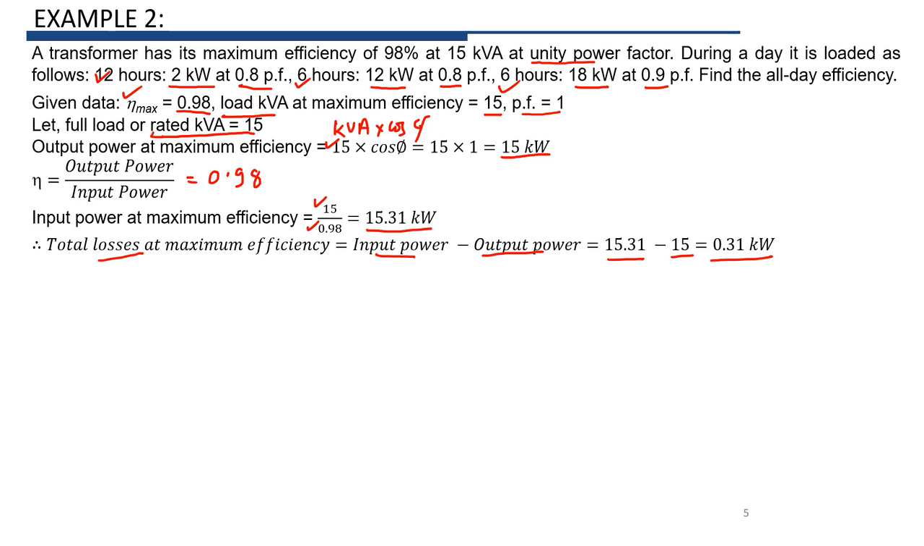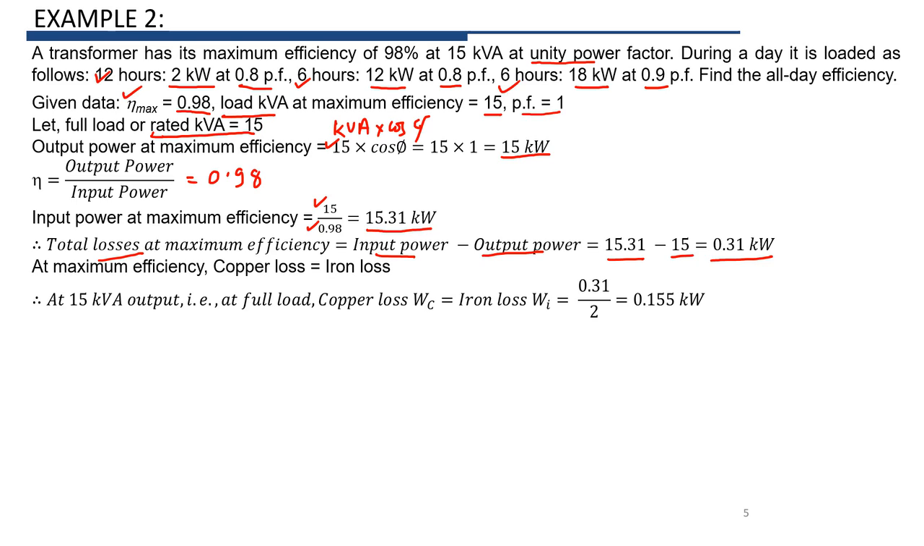But when efficiency is maximum, both the losses are equal, and therefore iron loss and copper loss are equal, and these are equal to 0.31 divided by 2, which is 0.155 kilowatt. Means both Wi, and Wc, the copper loss at full load, are equal to 0.155 kilowatt. So using this we have to calculate the all day efficiency, and for that again we will need output in kWh and losses in kWh.